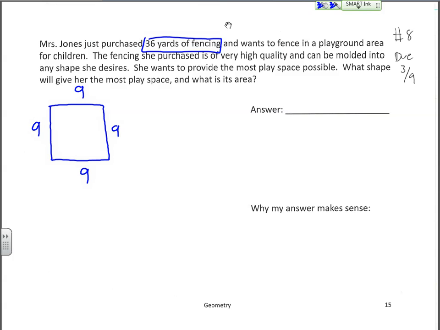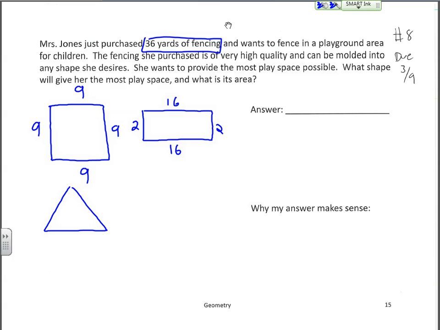Anyway, will it be a rectangle? There are lots of different ways to make a rectangle with a perimeter of 36. So you need to think about, is it going to be a 2 by 16 rectangle, or maybe a 6 by 10, 8 by 10 rectangle? If it's going to be a rectangle, what size is going to give you the largest possible area using those 36 yards of fencing? Is it going to be some sort of triangle?